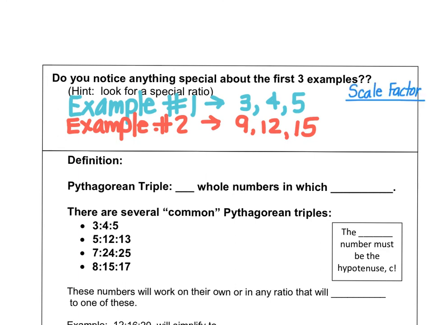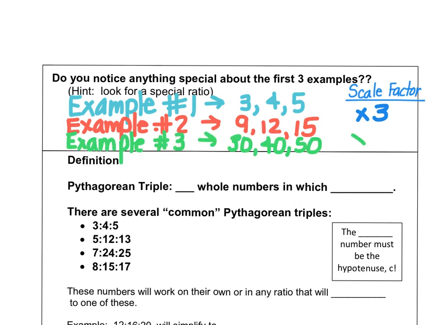What's that special ratio? Or what did we multiply the first set of numbers by to get the second set of numbers? So in each of these, each of the sides were multiplied by a scale factor of 3 to get the lengths of the other sides. Look at example 3 and see if you can find the scale factor there. The scale factor in example 3 is 10 times the original side length given.